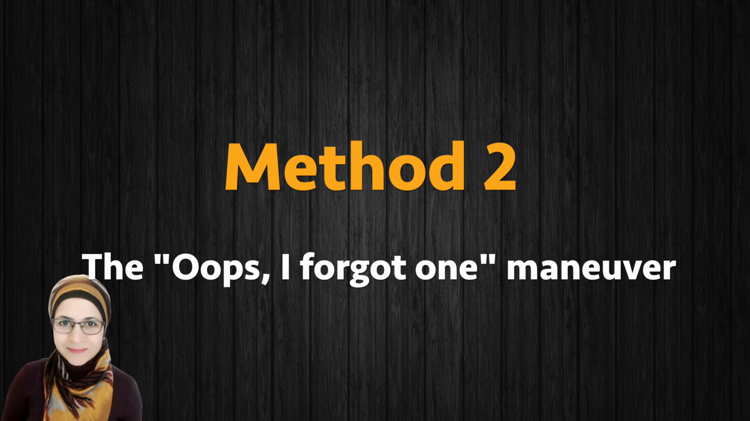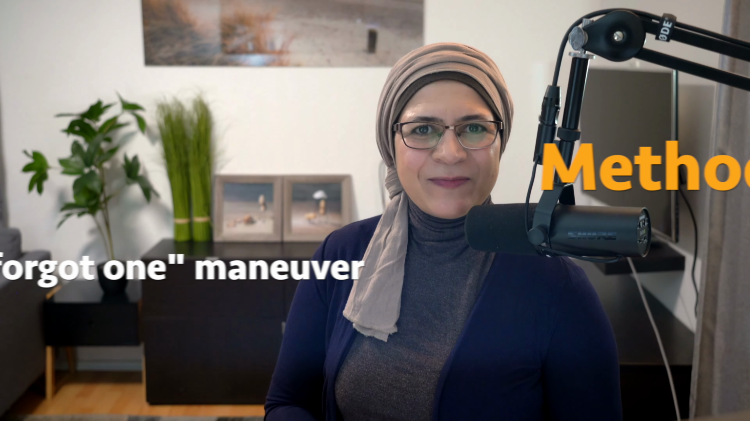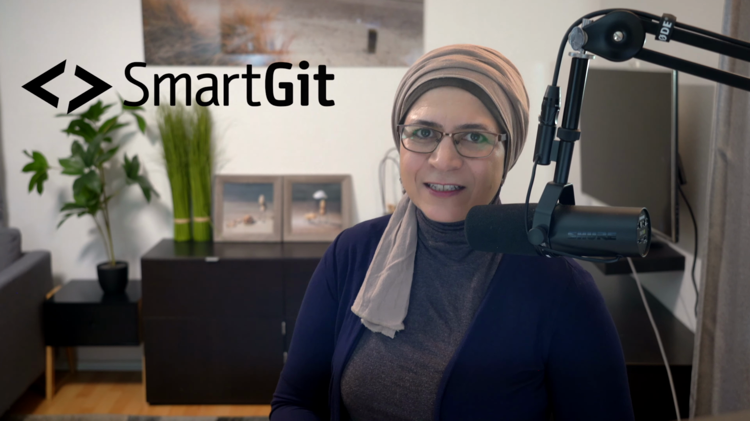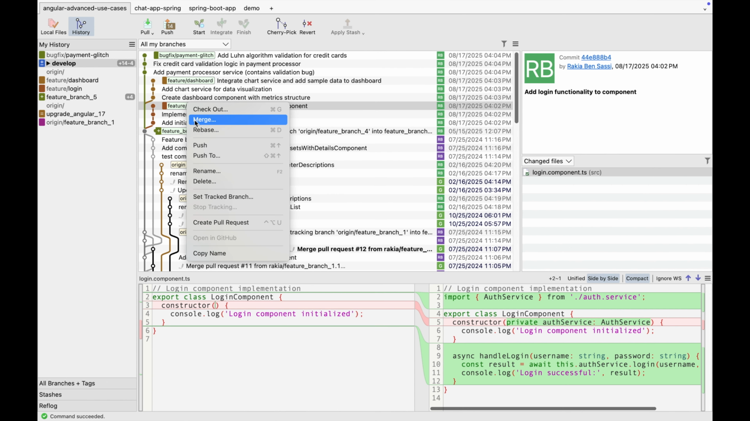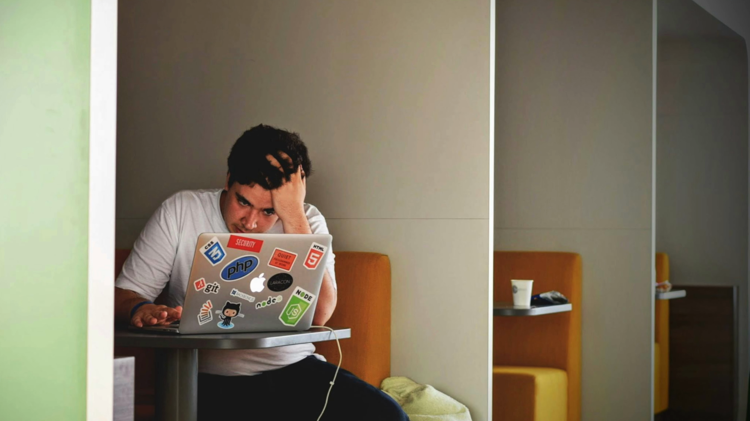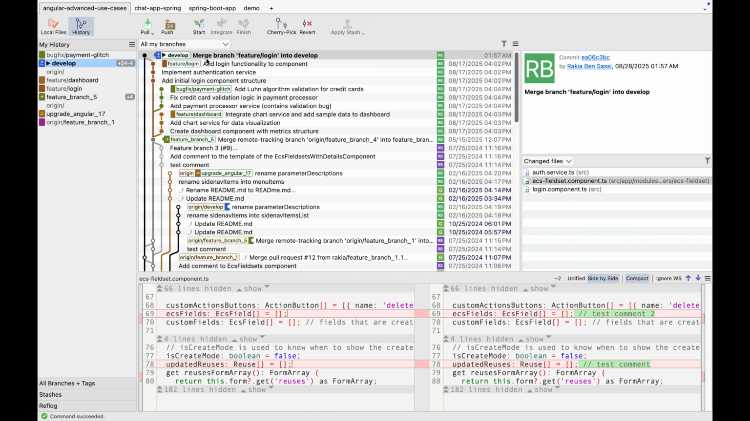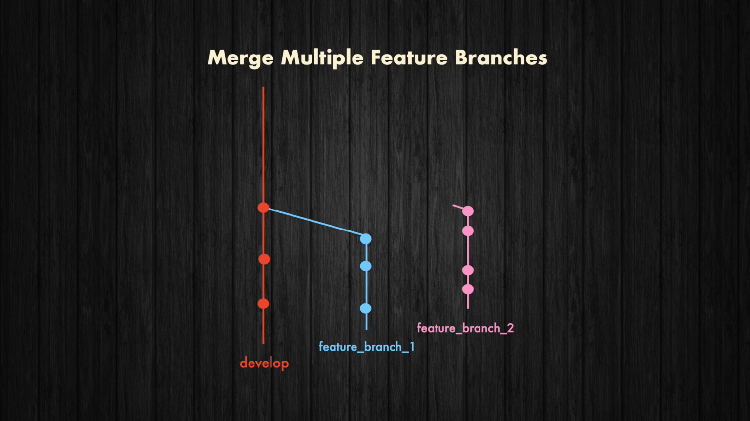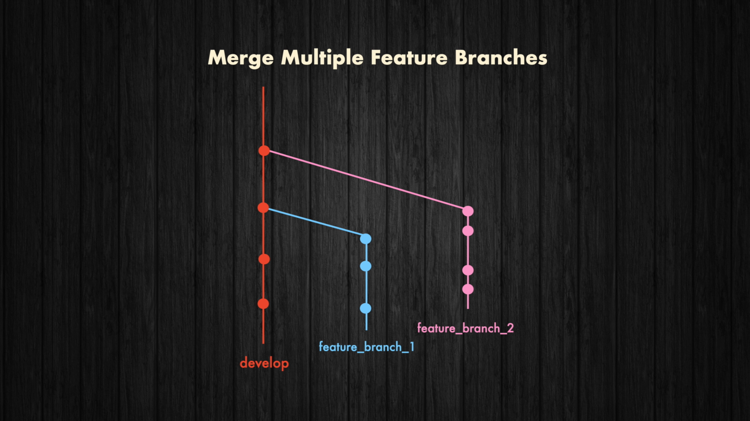Method 2. The Oops, I forgot one maneuver. This one is even more clever and showcases the thoughtfulness of the SmartGit team. Let's say you just merged feature login into develop. A moment later, you slap your forehead. You were supposed to merge feature dashboard in at the same time. In the past, you might create a second merge commit, ruining the clean history you were going for.